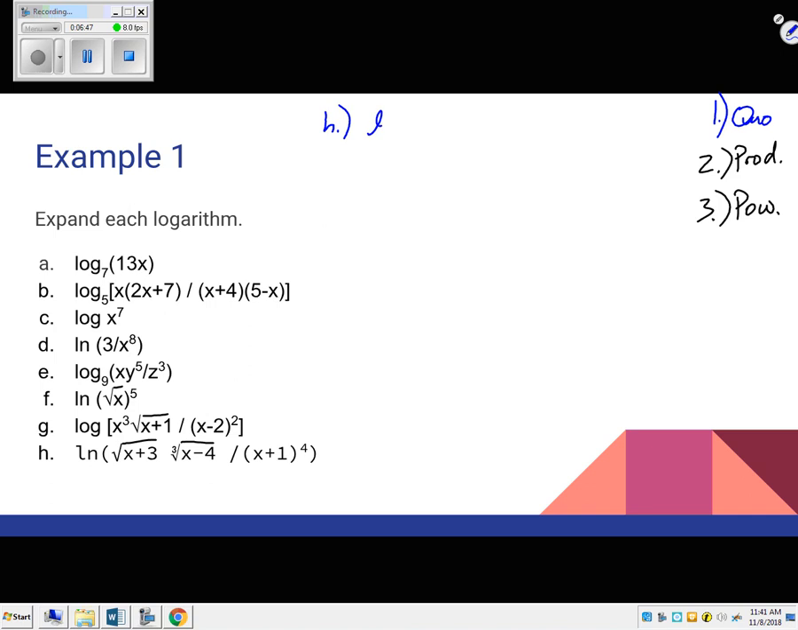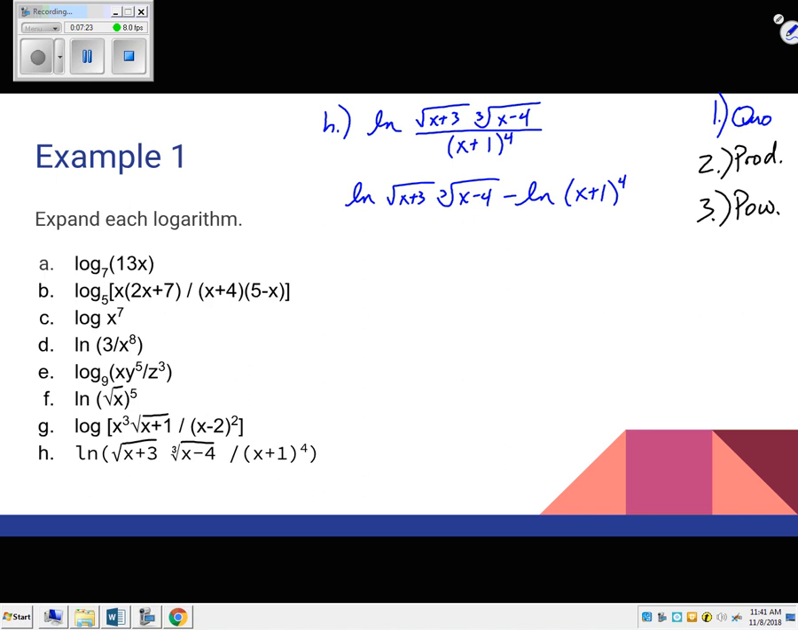So I have natural log of the square root of x plus 3, cube root of x minus 4, over x plus 1 to the 4th. I've got my list over here. I want to do that quotient property first. So that's just the natural log of everything that's on top, minus the natural log of everything that's on the bottom.